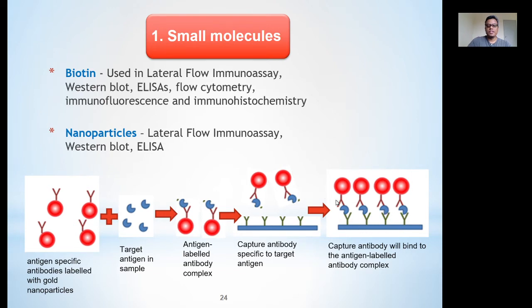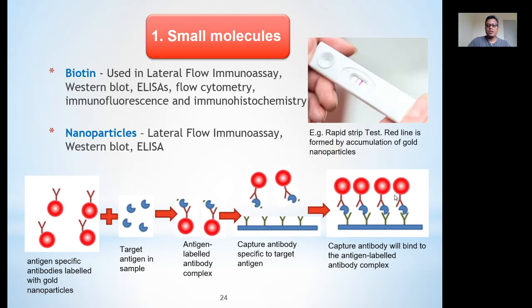This binding will form an accumulation of large numbers of gold nanoparticles. Eventually, if their amount is large enough, they can be observed with the naked eye or with analyzers. So we find the application in the rapid strip test.